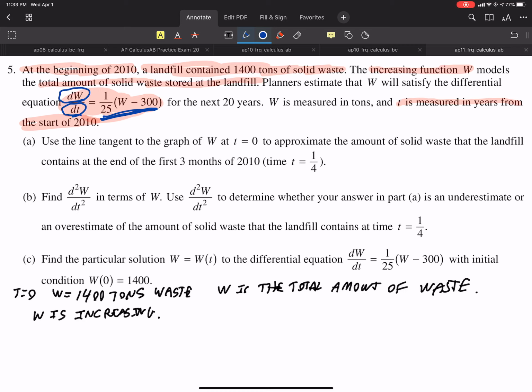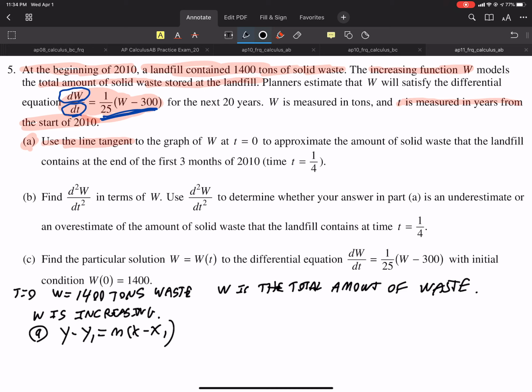So we are going to read part A: use the tangent line. Once you see tangent line for part A, the first thing you should do is write the equation of a tangent line. Bam. And you realize you need a time.